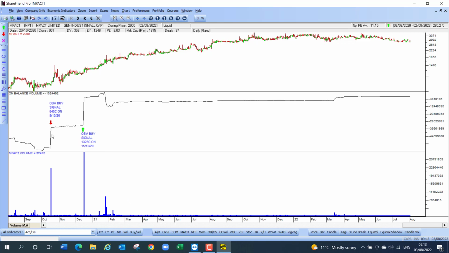And what you can see here are the two on-balance volume buy signals that occurred. One in October when the price was 845 cents a share, and then a second one in December when the price had risen to 1,323 cents a share. Since then, the share has gone up very nicely, and in fact, it's now trading for around 31 rand, 30 rand and 90 cents.